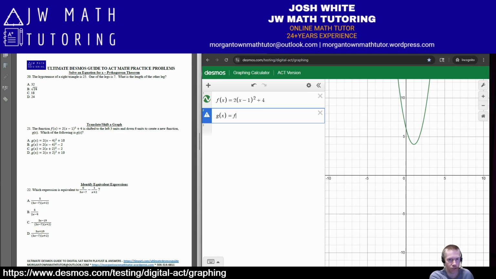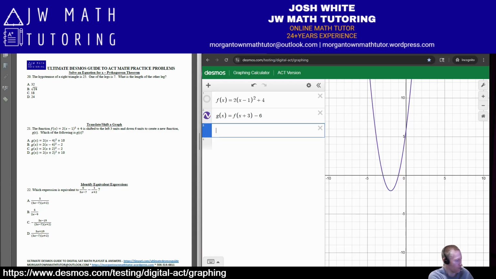Okay, so g of x, we're going to take f of x and we're going to shift it to the left 3 units. We're going to do a +3. Then we're going to go down 6 units, okay? So after I do these translations, this is what the new function looks like. So now all I need to do is just go through the answer choices and see which one of these matches.